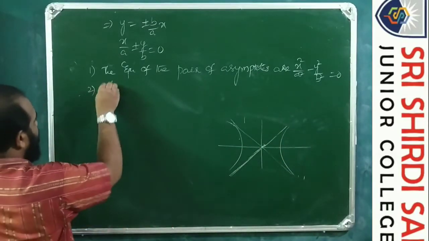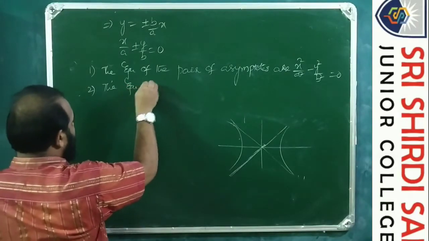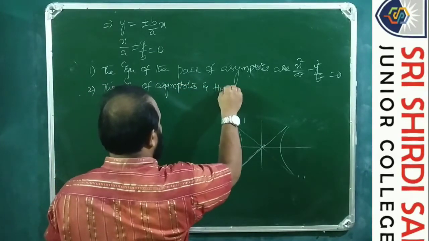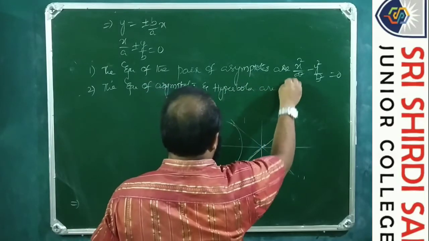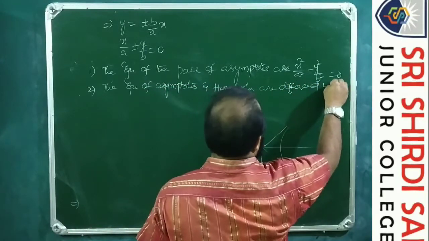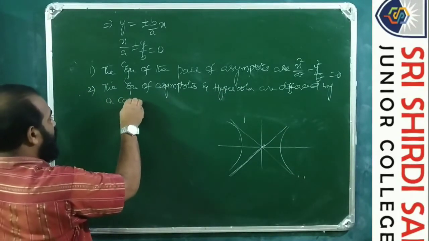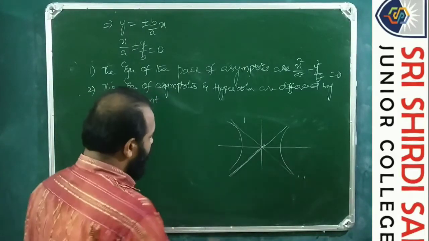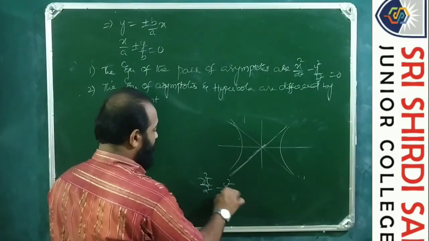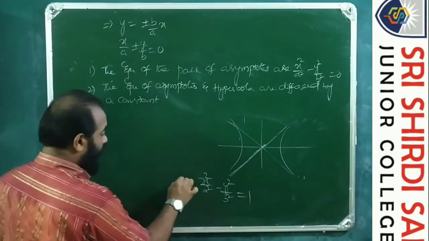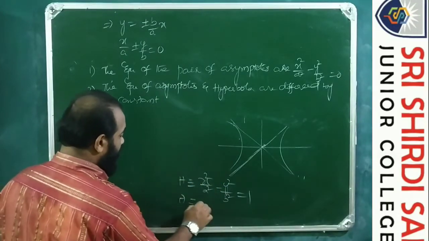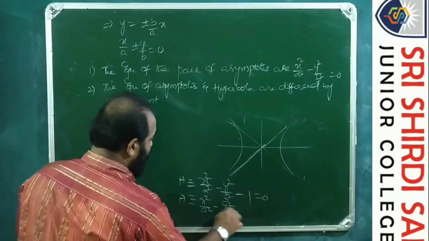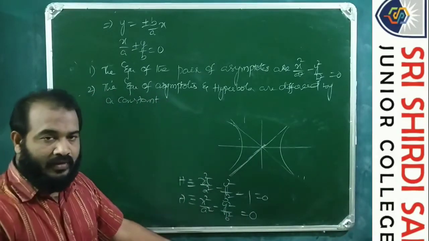Now, the equation of asymptotes and hyperbola differ by a constant. Differ by a constant because what is the equation of the hyperbola? x square by a square minus y square by b square equals 1. This is the hyperbola. And the asymptotes are x square by a square minus y square by b square equals 0. So both are the same, differing by a constant here.